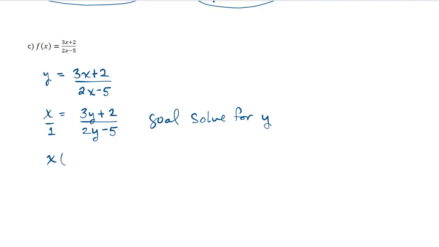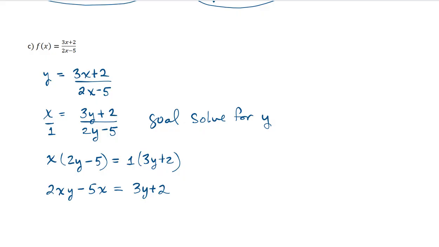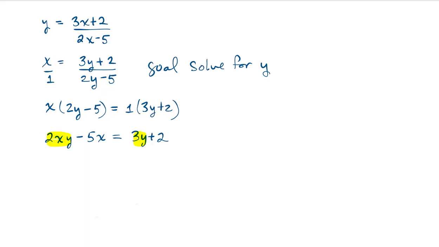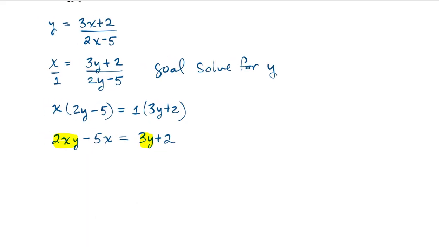So cross multiplying, we get x times the quantity 2y minus 5 is equal to 1 times 3y plus 2. Now I'm going to distribute the x through to simplify this further. Again, keep in mind our goal is to solve the equation for y. Notice that we have a y term on both sides. So we're going to combine those two terms together to one side first.